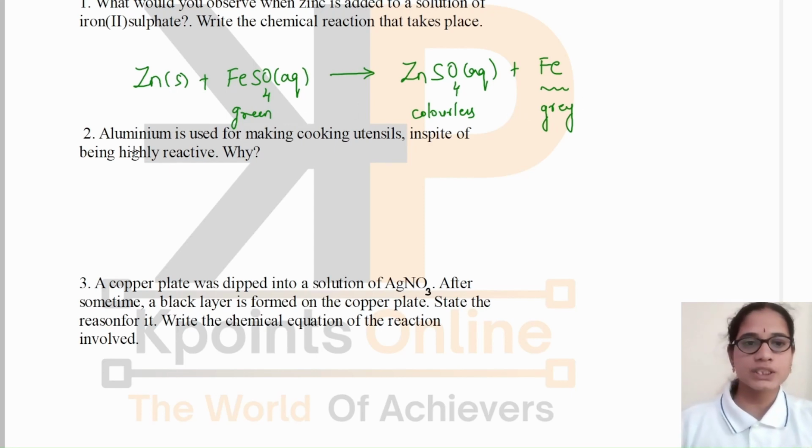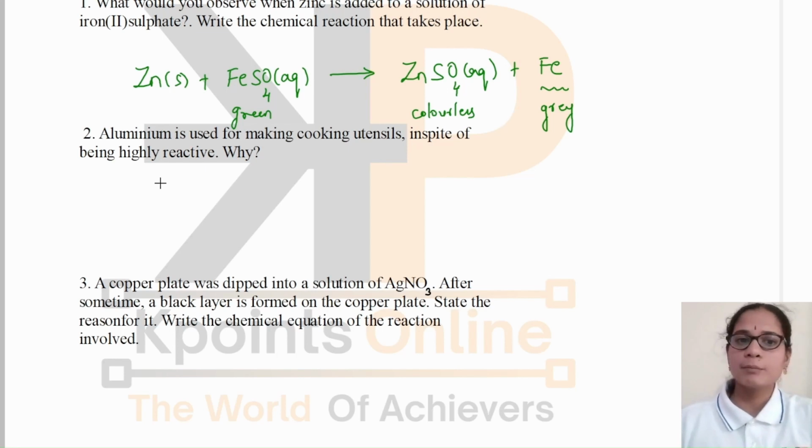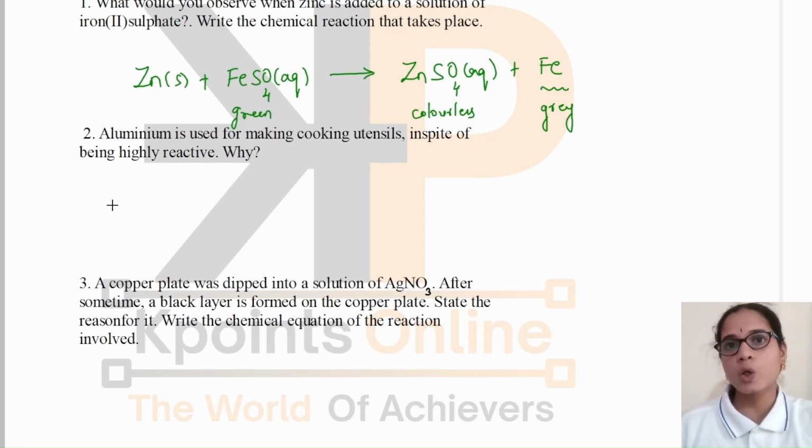Then the next question is, aluminium is used for making cooking utensils in spite of being highly reactive. We know that aluminium is a reactive metal. But what happens is, aluminium reacts with the oxygen present in air to form a thin layer of aluminium oxide. This layer of oxide is stable and forms a protective layer on the aluminium, and it further resists the reaction of aluminium with the external environment.